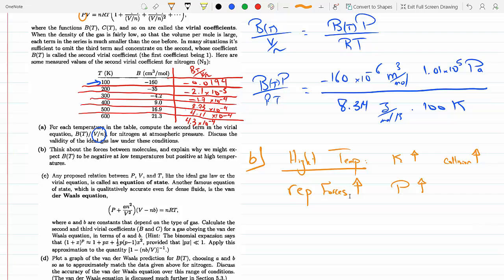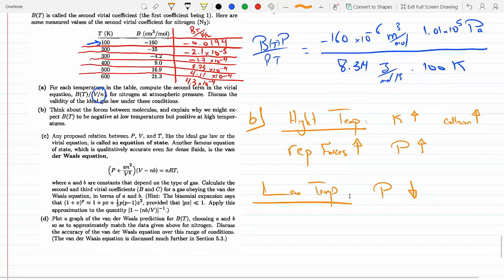Now when the temperature is low, on the other hand, we know that the molecules do attract each other at low temperatures, right? So as to reduce the pressure of the gas, so the pressure of the gas goes down at low temperatures, because it's the opposite argument. They're not colliding with each other as much. The collisions are less. Kinetic energy is less. The pressure would go down because attractive forces reduce the pressure, right?